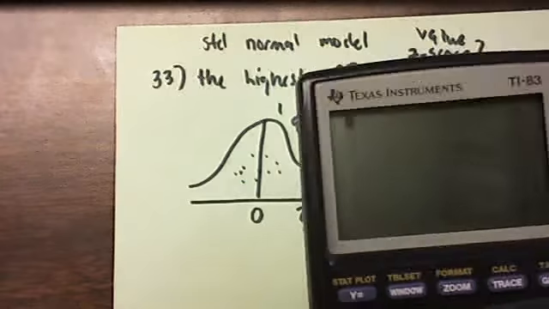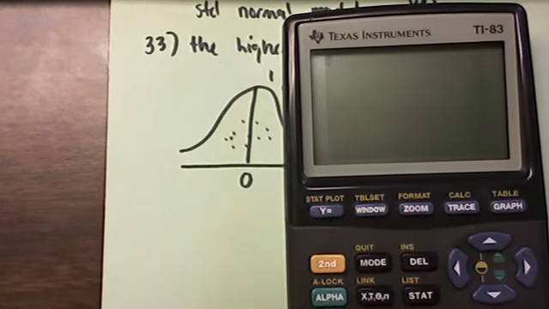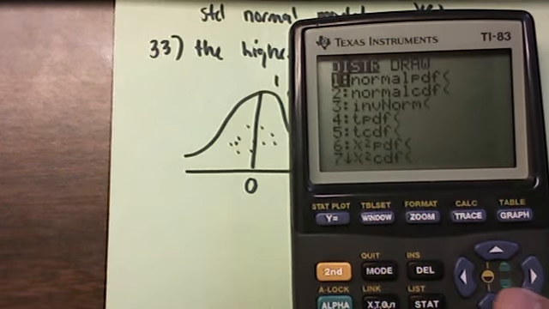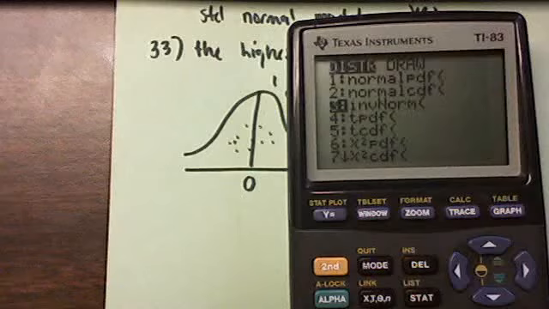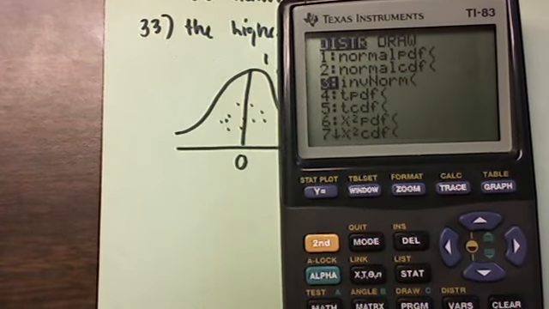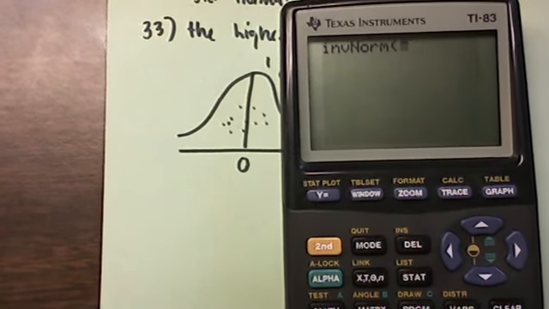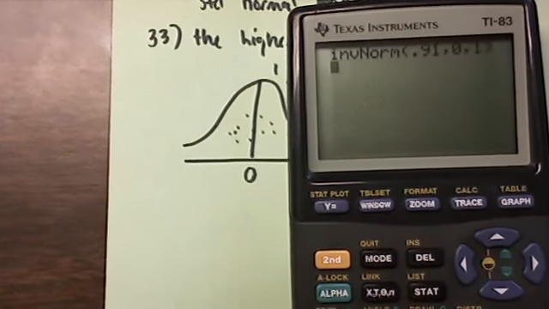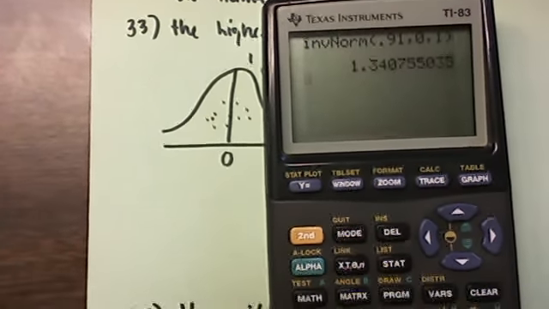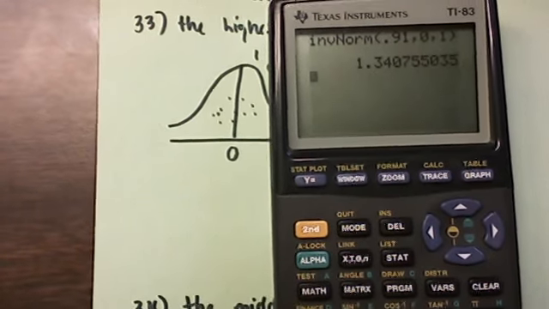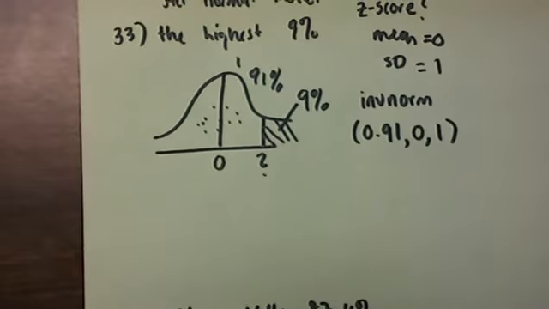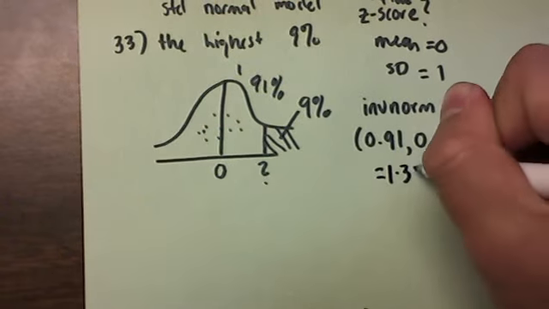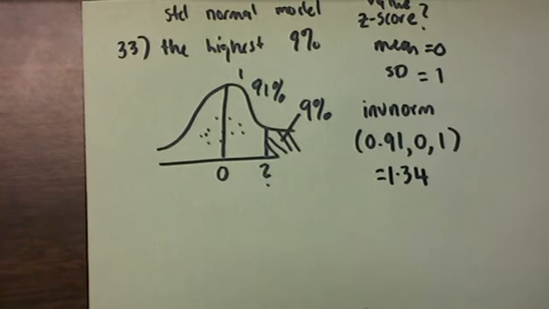So using your calculator, go to second, shift, VARS. This time we're going to use the inverse norm with 0.91, with the mean 0 and standard deviation 1. So your answer in this case will be around 1.34. That is actually your z-score, or your z-value.